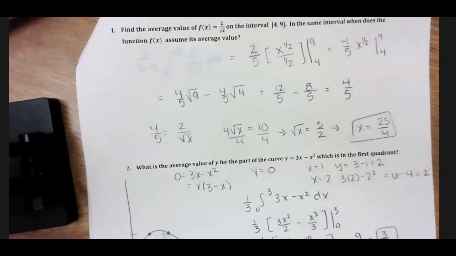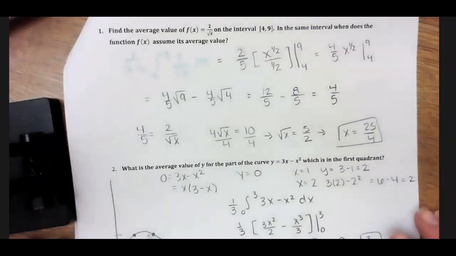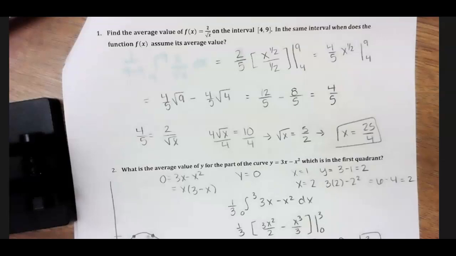A function over an interval is given by MVT. So in example number 1, the final average value was 4/5. The point at which that average value occurred was 25/4.